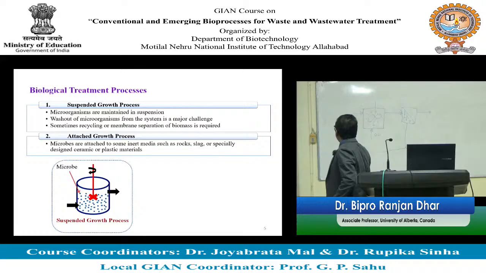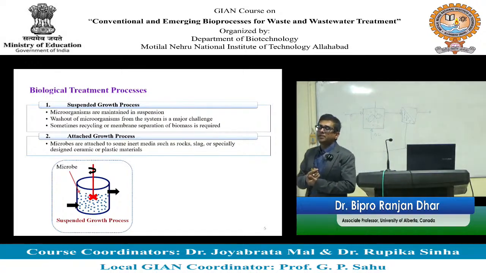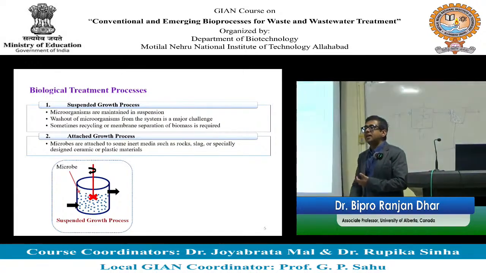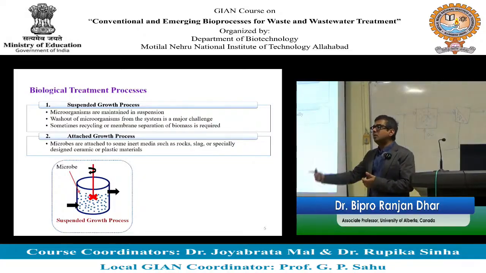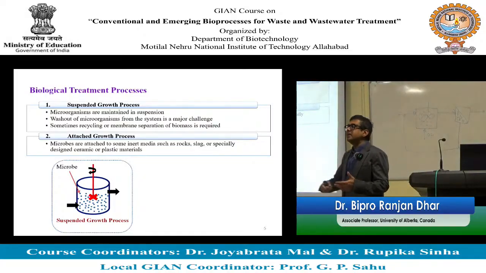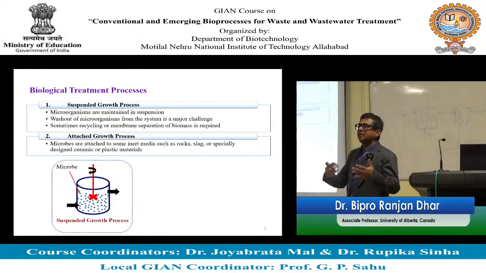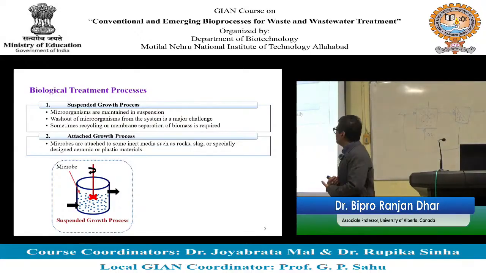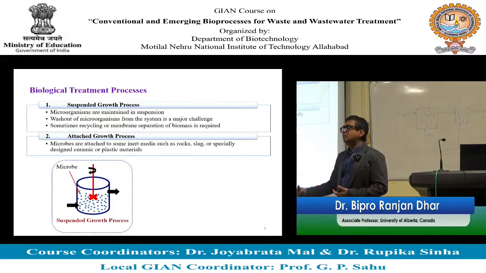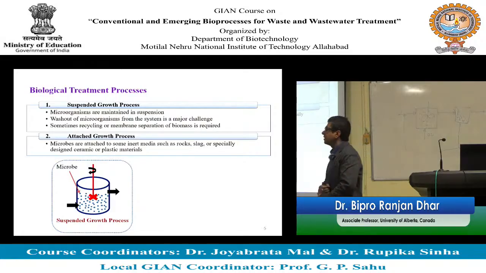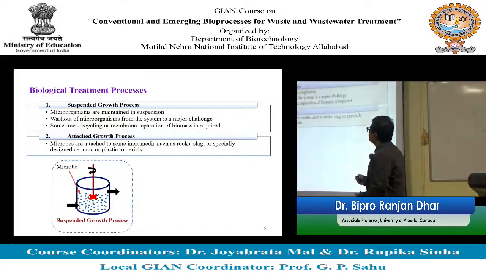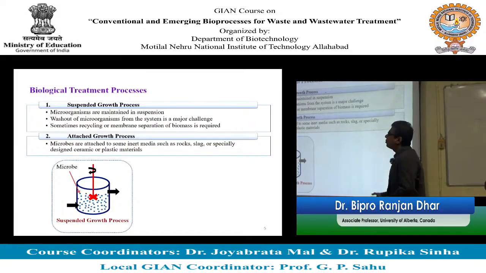Another approach could be membrane separation. We can retain all the solids and get a clean effluent without any suspended solids, and then we can recycle some of the biomass. But you cannot recycle 100% of the biomass, because then the system would be very overloaded. So we have to continuously discharge a portion of the biomass to maintain a certain concentration inside the reactor, and thereby avoid washout of biomass.